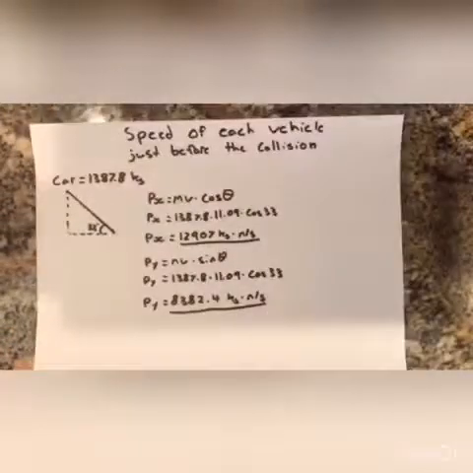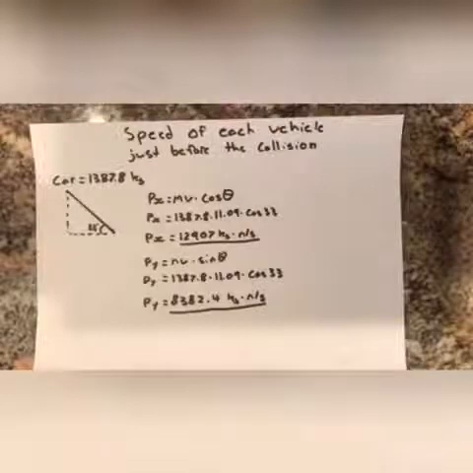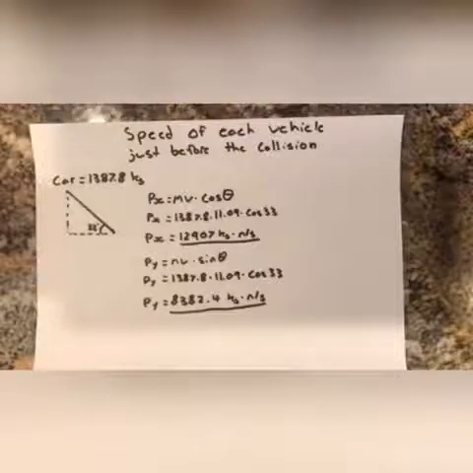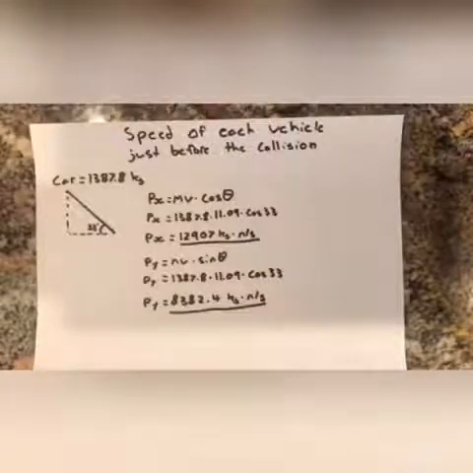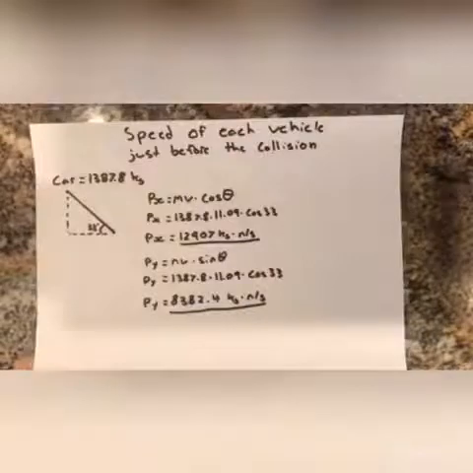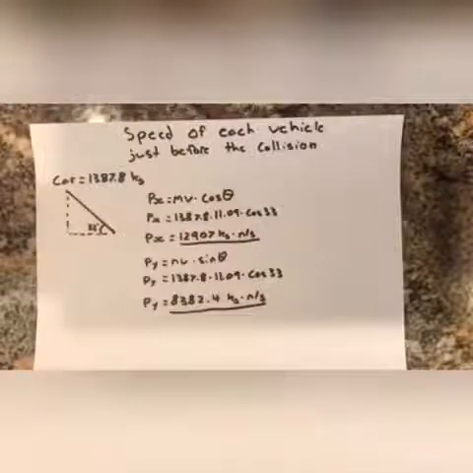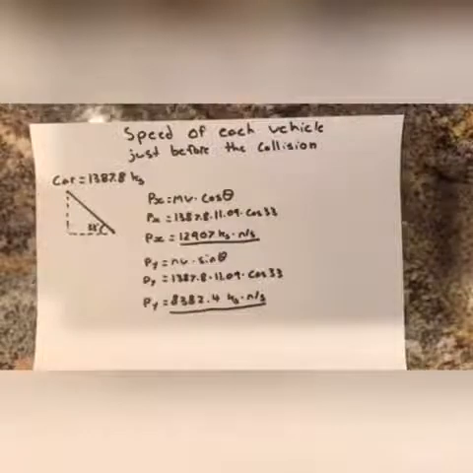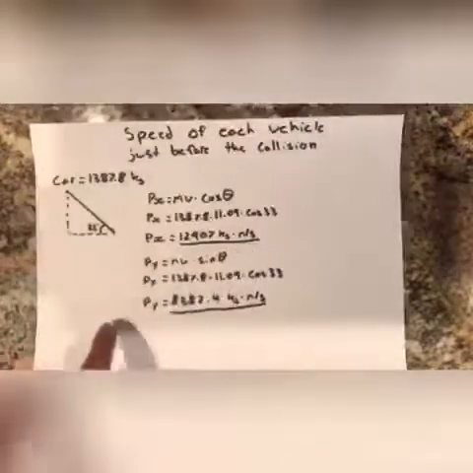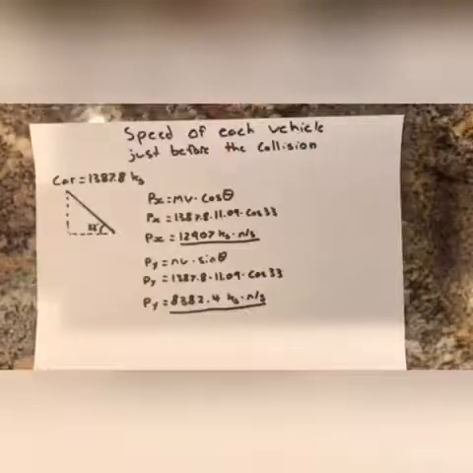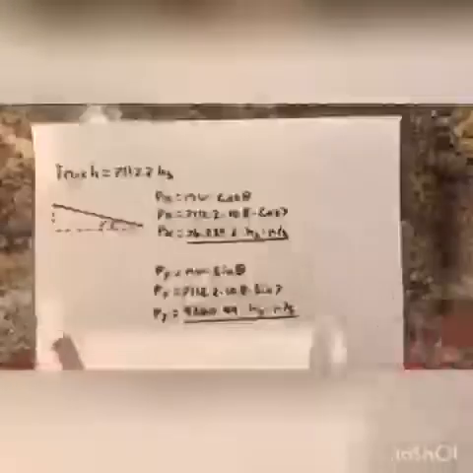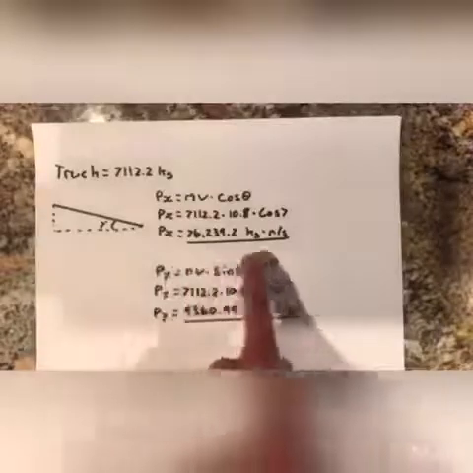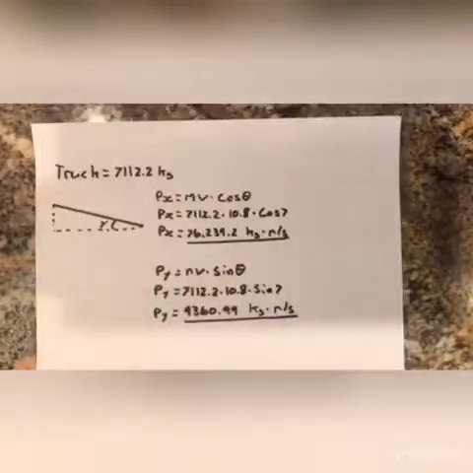To determine the speed of each vehicle just before the collision, we can use the idea that momentum is always conserved. Because of this, we can find the momentum after the collision and use it to find the velocity just before the collision. So we know that the car skidded off 33 degrees relative to the horizontal. We also know the mass and the velocity just after the collision. So we can plug this into our formula, P equals mv, to give us the x component as well as the y component of the momentum for the car. We can then do the exact same for the truck. We can find the x component for the truck as well as the y component for the truck.